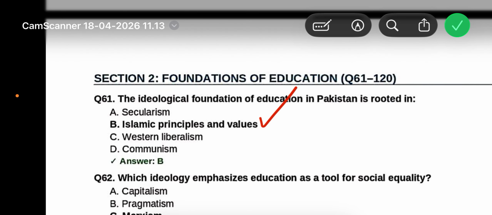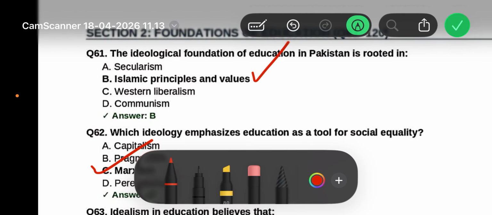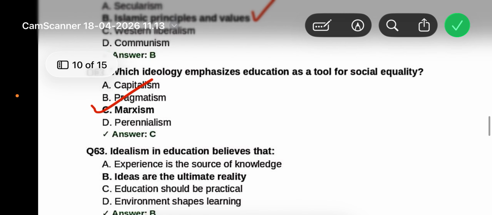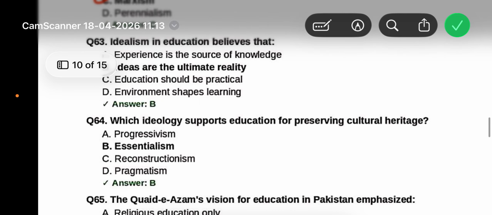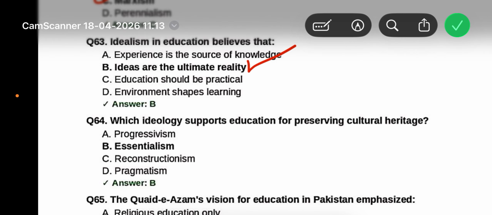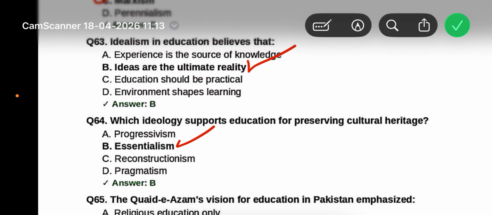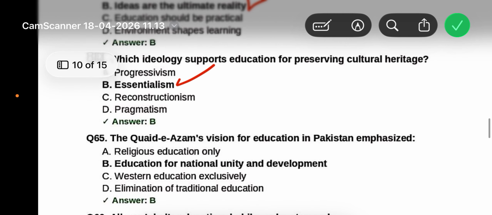Question number 62. Which ideology emphasizes education as a tool for social equality? So it is Marxism. Option C. It emphasizes education as a tool for social equality. Question number 63. Idealism in education believes that ideas are the ultimate reality. Question number 64. Which ideology supports education for preserving cultural heritage? It is essentialism. In essentialism ideology, education is for preserving cultural heritage.